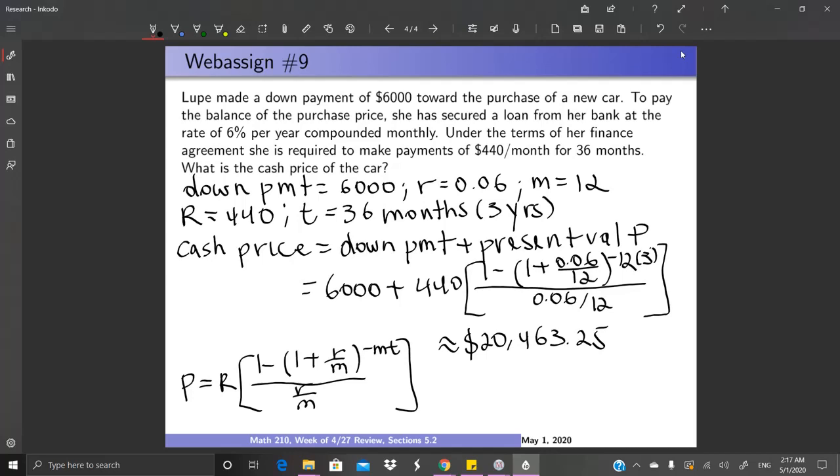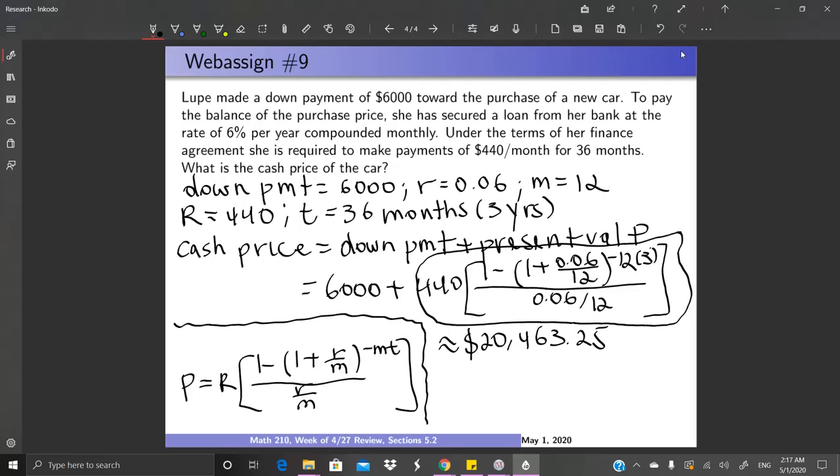So don't forget about the down payment. If you're not given anything about a down payment, of course you will just figure out that value of P, which is this part over here. But we have to remember that there was a down payment, so the total price for this car is going to be the sum of those two numbers. So this is the total price of the car. Just be careful with the wording of the problem. But that's the difference between when we use the future value formula versus the present value formula.